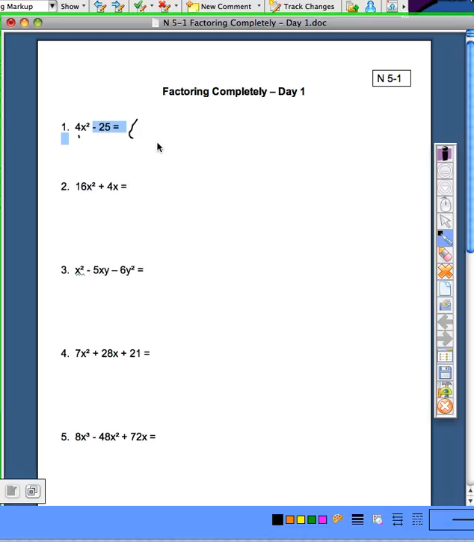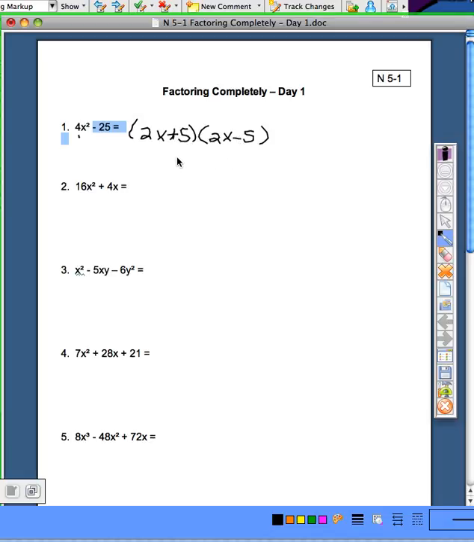And so if you remember, when you factor a difference of squares, the first term is the square root of the first original term in the original problem, which is 2x. The second term is the square root of that last term. And in the signs in your factors, one is plus and one is minus.